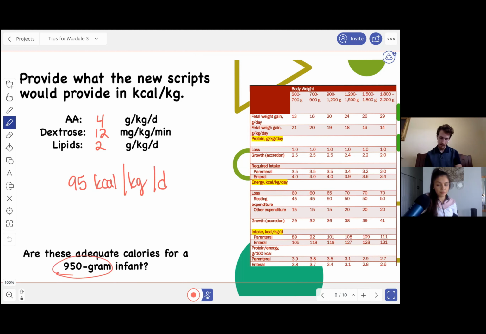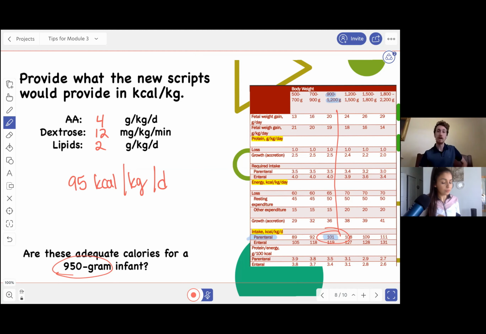So let's take a look at that column here, and then we're going to go all the way down to parenteral. And we have 101 calories per kilogram per day. So we are a little under our goal rate. A little, I'd say it's a lot. So we definitely have to adjust here and make up for that loss.